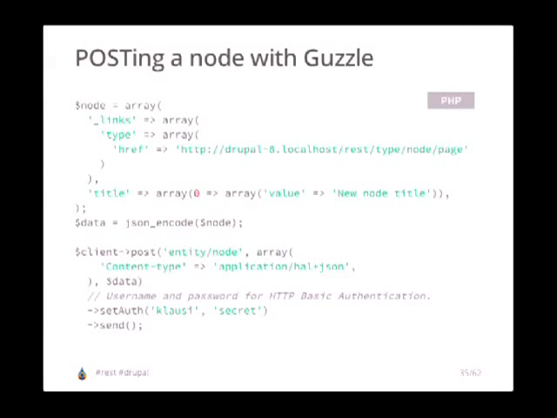Similar with Guzzle, it even looks a little bit better than with just straight curl. It has a nice API to set the authentication, for example. That's basically it. Not a lot different. I'm just invoking the send method in the end, and Guzzle takes that, gives it to curl, and that does the post request.